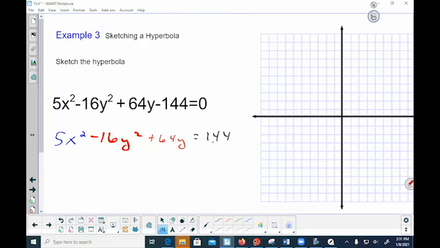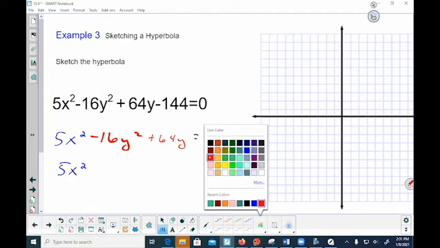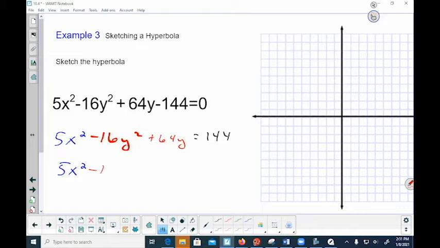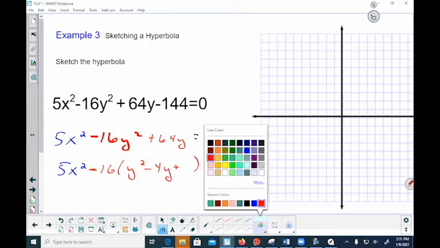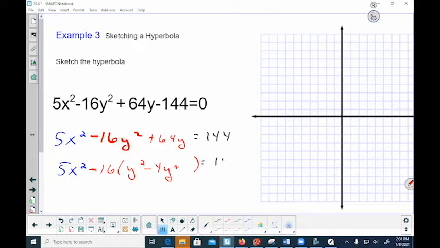The 5x squared, I do not have a linear term, so I cannot complete the square, so I'm just going to leave it as 5x squared. Then for the negative 16y squared, whatever my coefficient of the y squared is, that's what I have to factor out. So I have to factor out a negative 16, and I'm left with y squared. And because I'm factoring out a negative sign, this positive sign is going to become minus, and then this is 4y. I'm going to put a plus and add some number there. And this is still equal to 144.